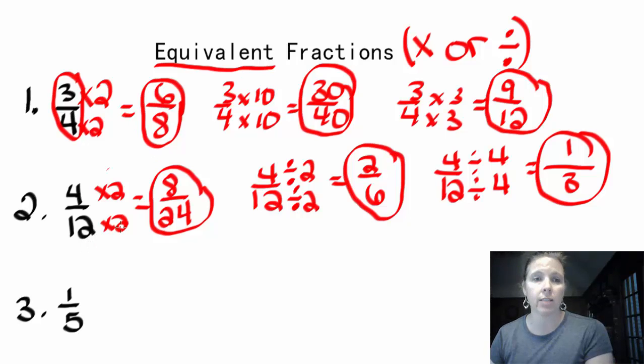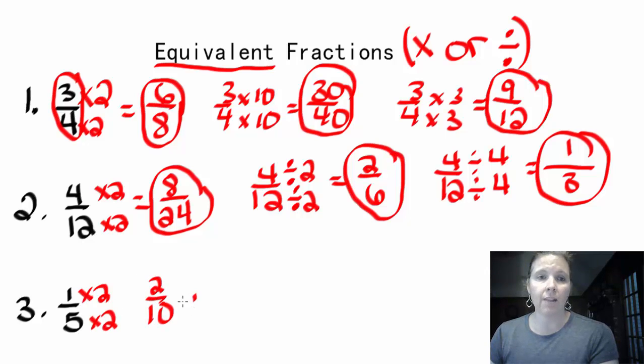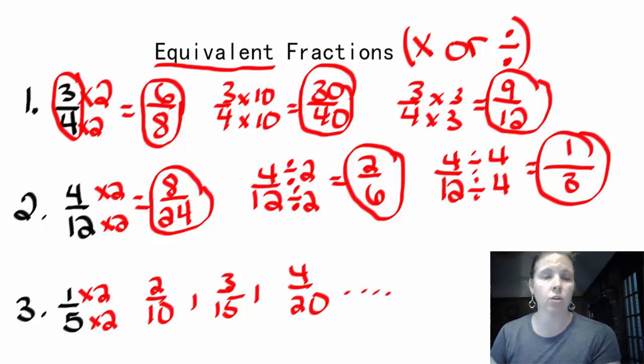They're all equivalent. Okay, so if you had 1/5, try this on your own. Pause the video, see if you can come up with 3. Again, you might multiply by 2, someone else might multiply by 5. It does not matter. I'm going to multiply by 2, so we get 2/10. And if I multiply by 3, I'd get 3/15. If I multiply by 4, I'd get 4/20. And so on. Okay, those are equivalent fractions. They're all the same.